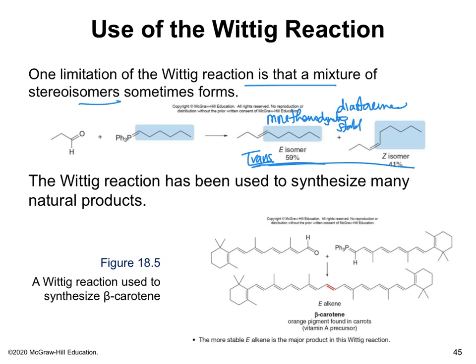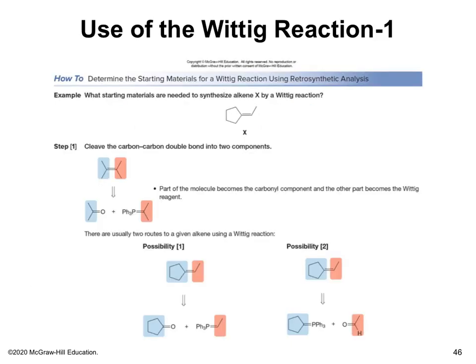And they're showing you that this is used in the Wittig because you get lots of alternating double and single bonds. It's used to synthetically make vitamin A.